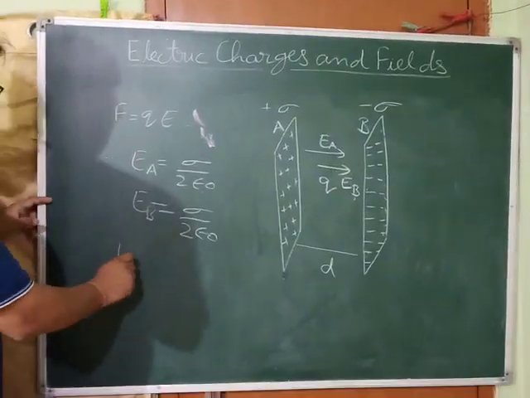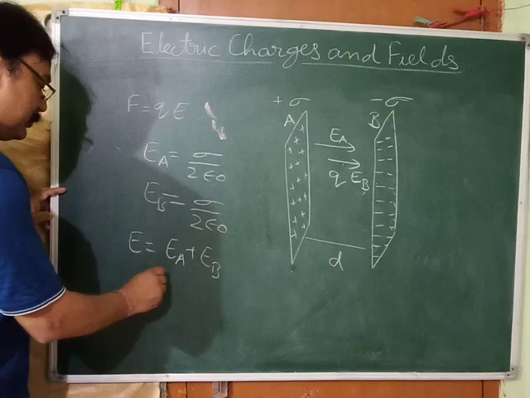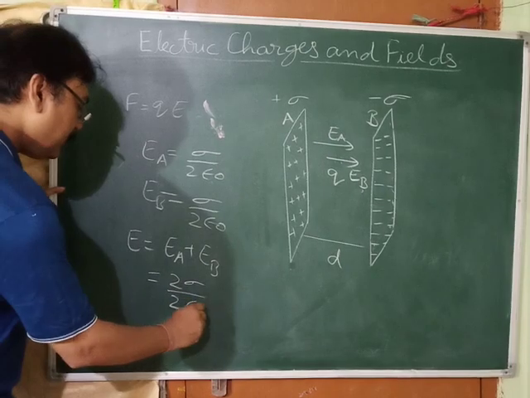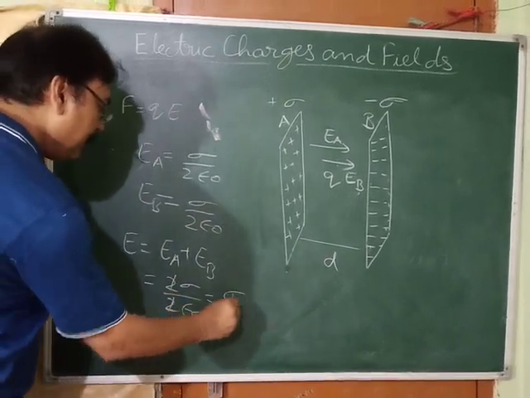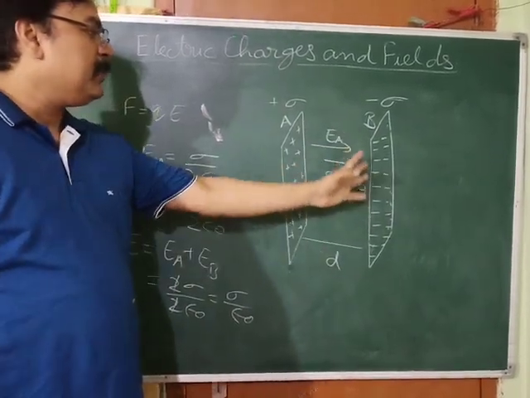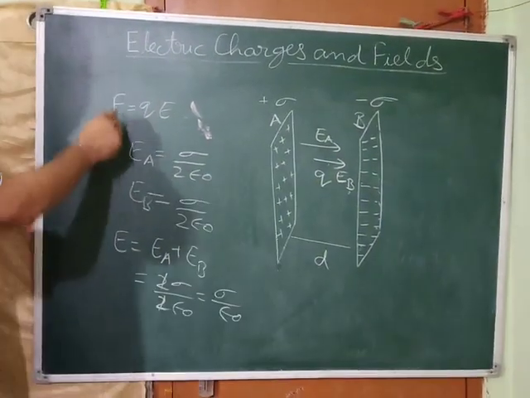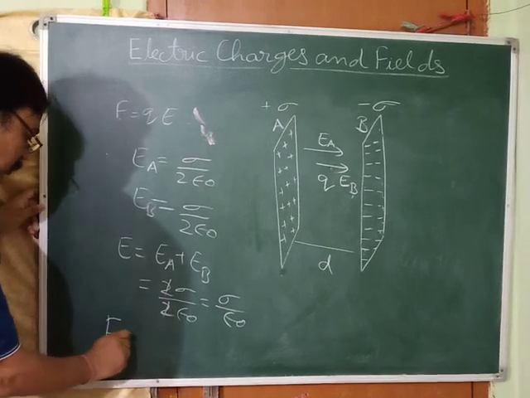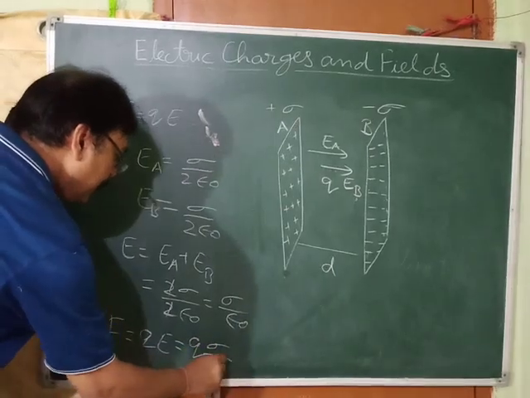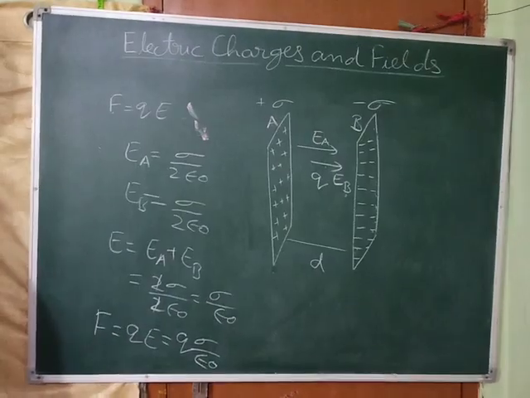Now from here, we can write the net electric field is EA plus EB. So sigma by 2 epsilon naught plus sigma by 2 epsilon naught is 2 sigma by 2 epsilon naught. The 2 cancels out, and you will have sigma by epsilon naught. This is the electric field at any point between these plates, because no distance is involved. So what is the force using this formula? Force is equal to Q into E, that is equal to Q into sigma by epsilon naught. That is the answer. I think you have understood.